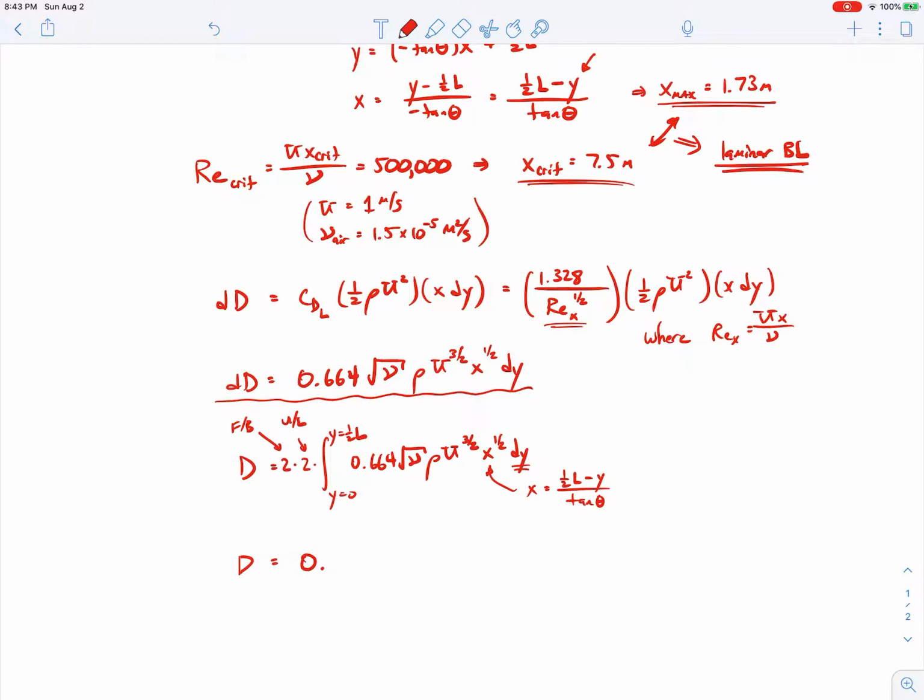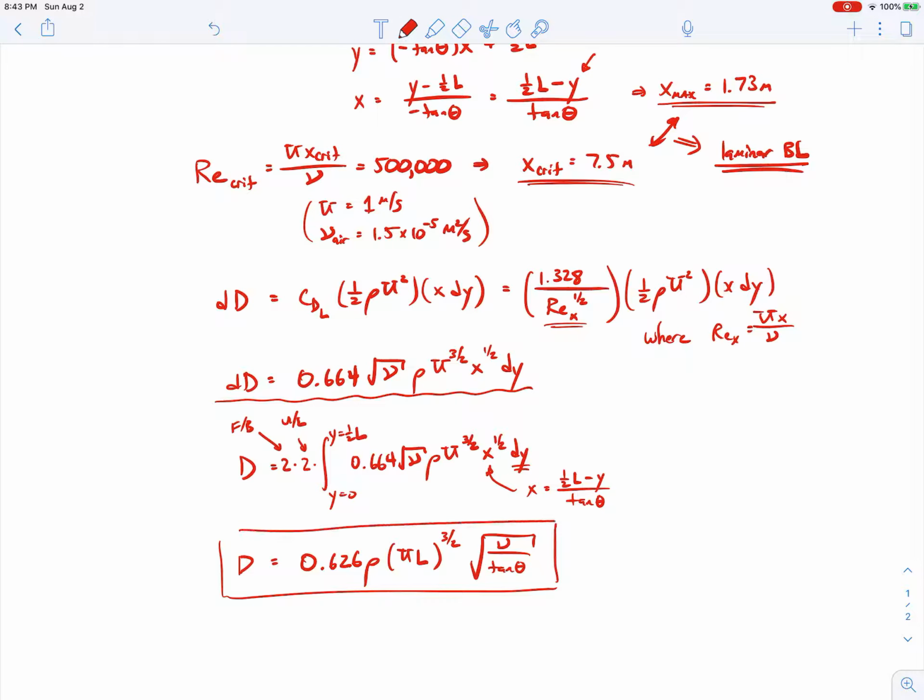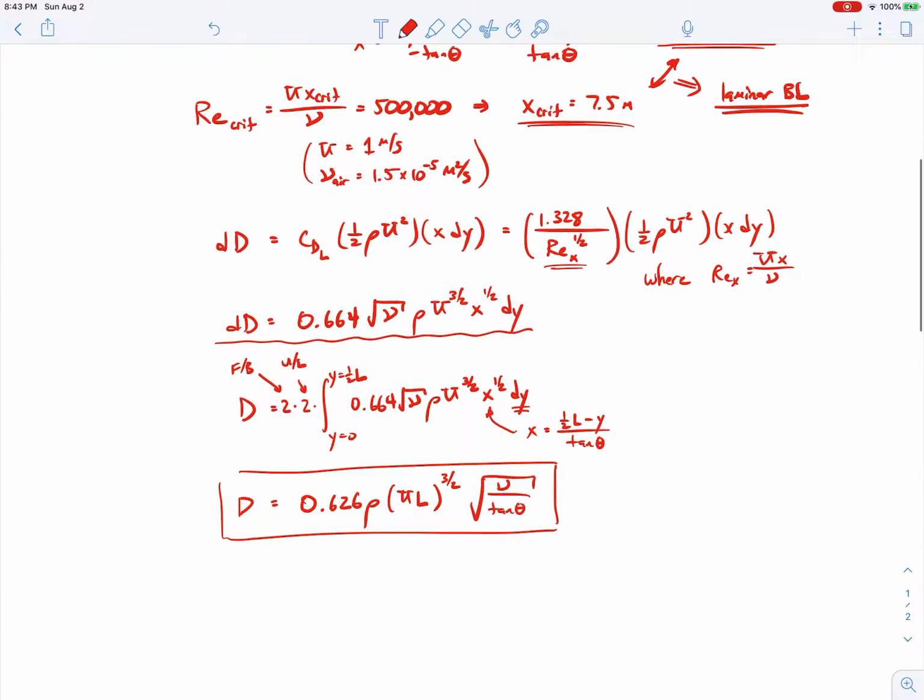But if we do that math, this will come out to be 0.626 times the density times u times L raised to the 3/2 times the square root of the kinematic viscosity over the tangent of theta. So that's what the drag comes out to be. And then when you plug the numbers in for that, using all the various numbers, we'll get the drag is 1.1 times 10 to the minus 2 newtons.